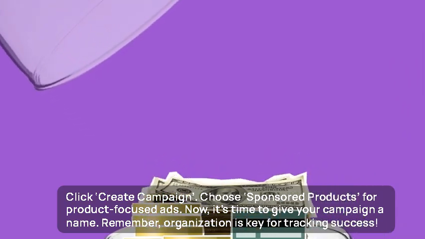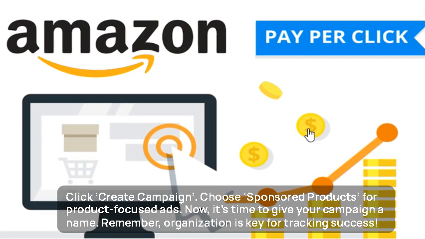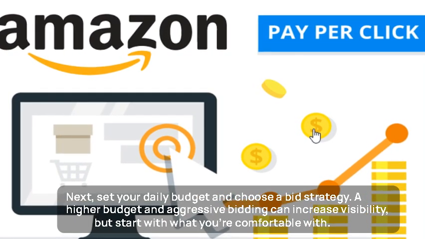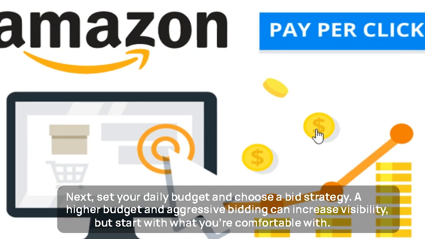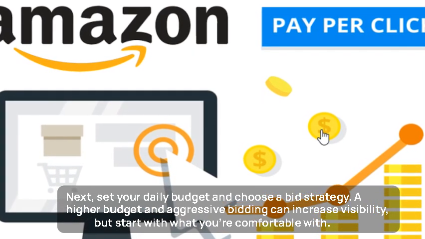Now, it's time to give your campaign a name. Remember, organization is key for tracking success. Next, set your daily budget and choose a bid strategy. A higher budget and aggressive bidding can increase visibility, but start with what you're comfortable with.